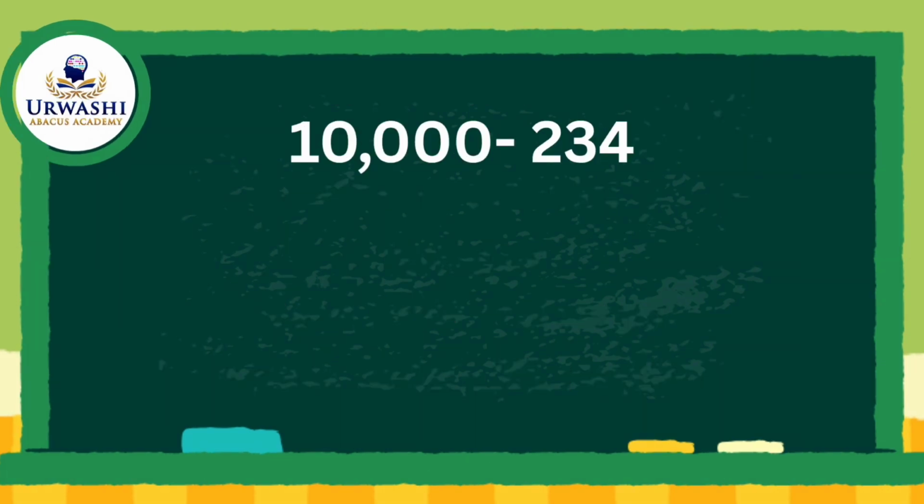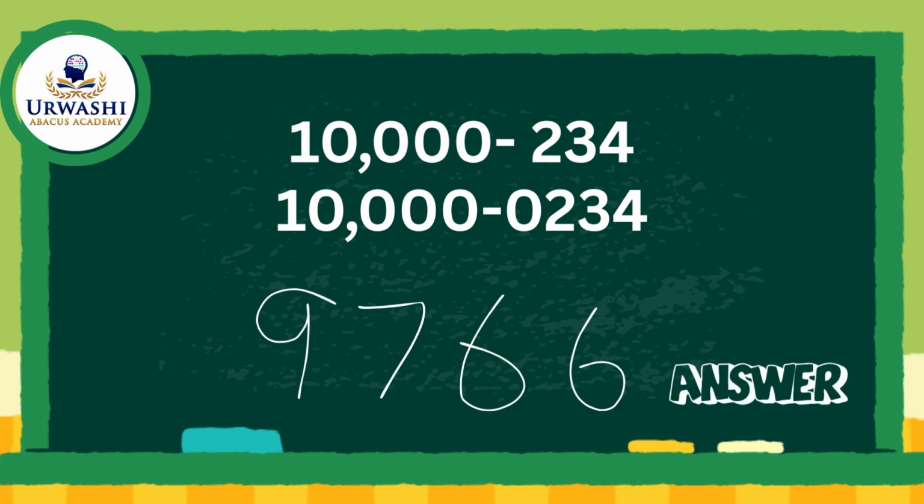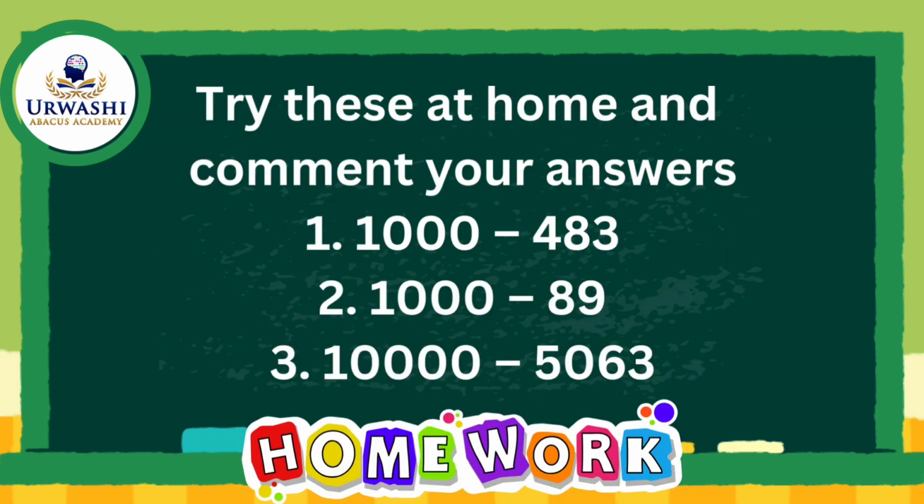Now look at this example. 10,000 minus 234. We must make it 0234 because in 10,000 we have 4 zeros. So 9 minus 0 is 9. 9 minus 2 is 7. 9 minus 3 is 6. And finally 10 minus 4 is 6. So the answer is 9766.